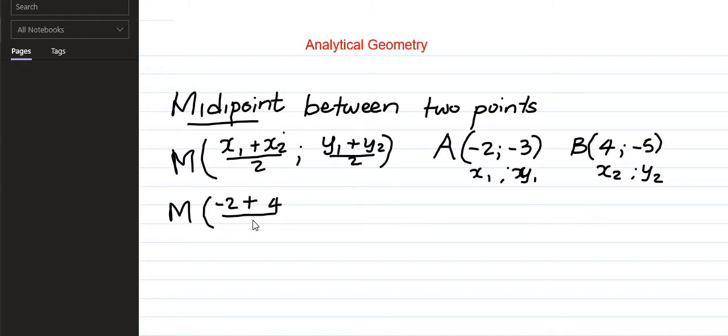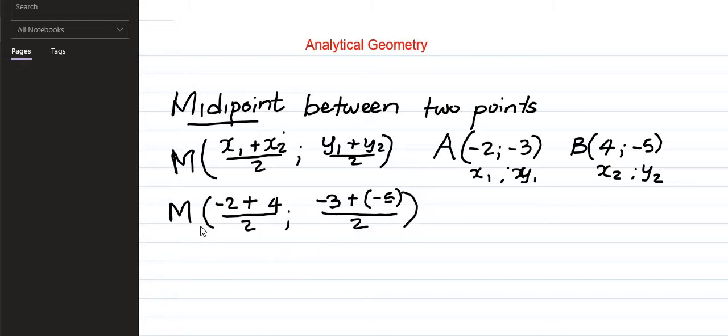And then again, don't change the formula. Divide by 2. And then we do y. And then y1 is minus 3. And then plus y2, which is minus 5. So again, don't change the formula. We substitute all of it.